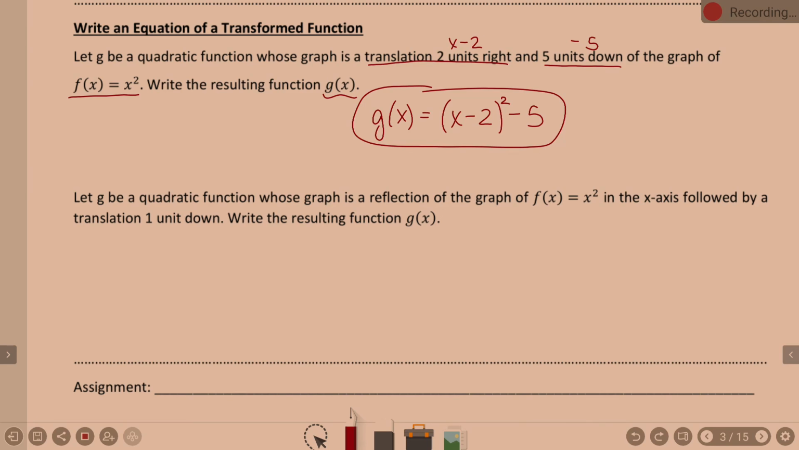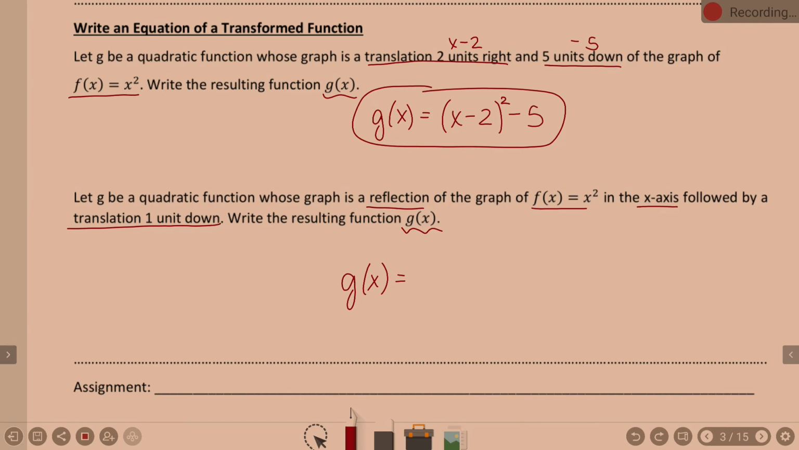Okay, let's try another one. Let g be a quadratic function whose graph is a reflection of the graph f of x equals x squared in the x-axis, followed by a translation 1 unit down. Write the resulting function g of x. Okay, so go through and think about what the different pieces are going to be here. How do we show that reflection? How do we show that translation 1 unit down?